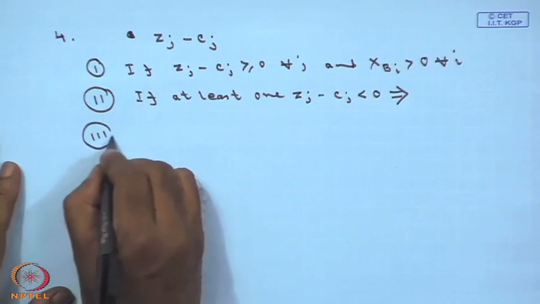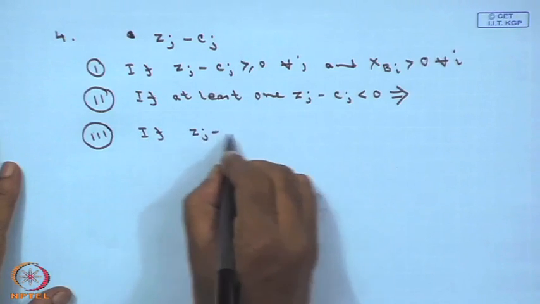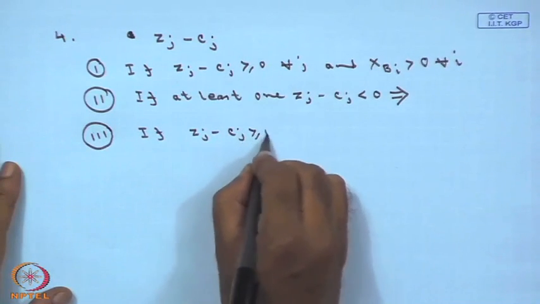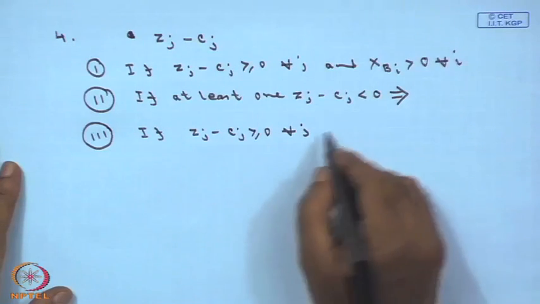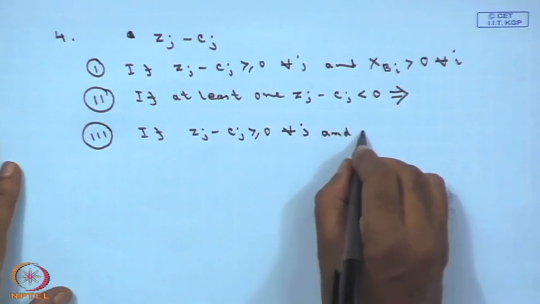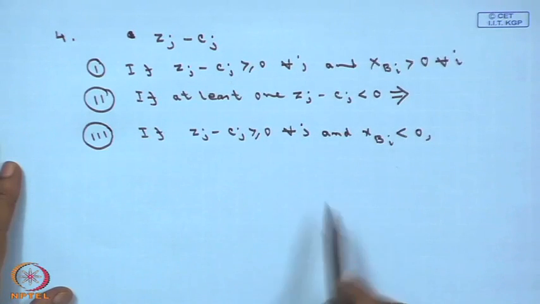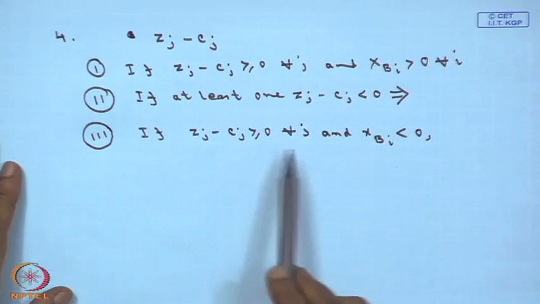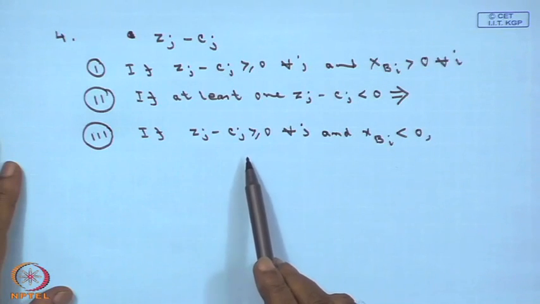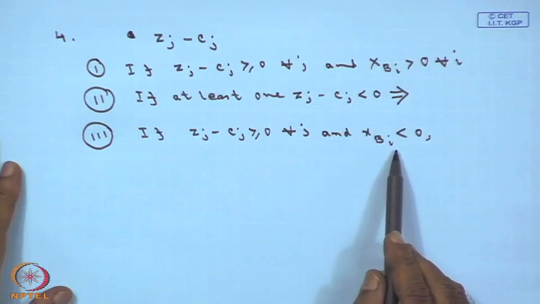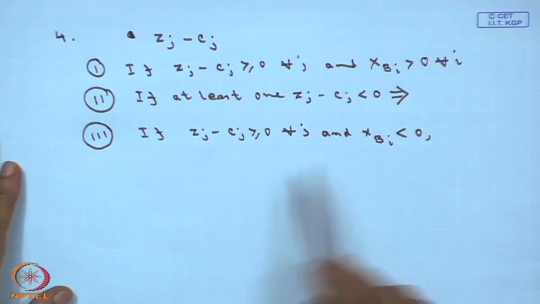And the third point is, if your zj minus cj is greater than equals 0 for all j and at least one basic variable xbi is less than 0. So, if zj minus cj is greater than equals 0 for all j and xbi is less than 0, that is, the optimality condition is satisfied but the feasibility condition is not satisfied. In that case, go to the next step, that is step number 5.